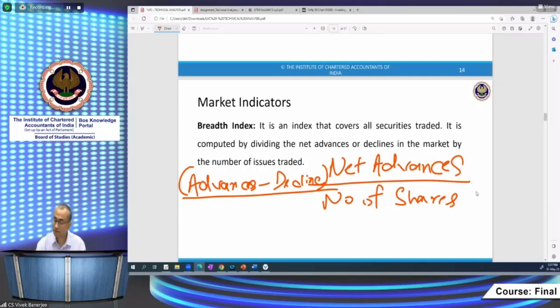So what does this indicate? It basically indicates which direction our index is actually going in. If the net advances are more, you can say that it is an uptrend. If it is net decline, it shows there is a bear phase. So net advances, if it is going up, it is showing a bullish phase, and net decline, it is showing a bearish phase.